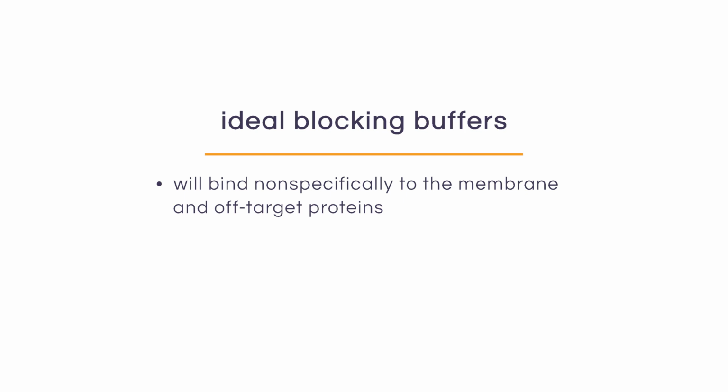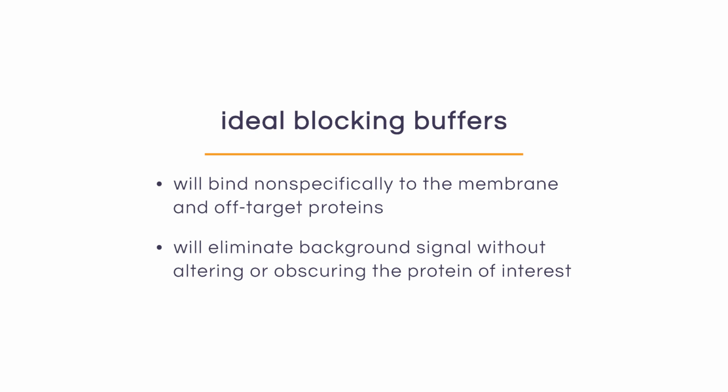These blocking agents bind to the membrane more consistently than others, and that's going to provide the optimal blocking for your assays. An ideal blocking buffer will bind non-specifically to your membrane and off-target proteins. It will eliminate background signal altogether without altering or obscuring the protein of interest for antibody binding.